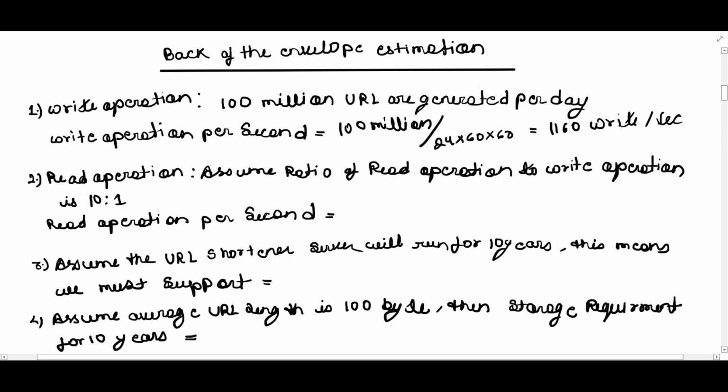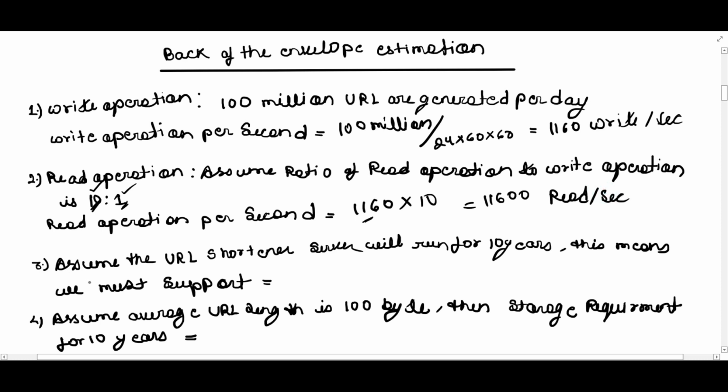Similarly, we have to compute the read operation as well. Assume the ratio of read operation to write operation is 10 to 1. Then computing the read operations per second is very easy, like how we computed the write operations per second. It means 10 read operations and 1 write operation, so we take the writes per second and multiply by 10. So these many read operations per second.